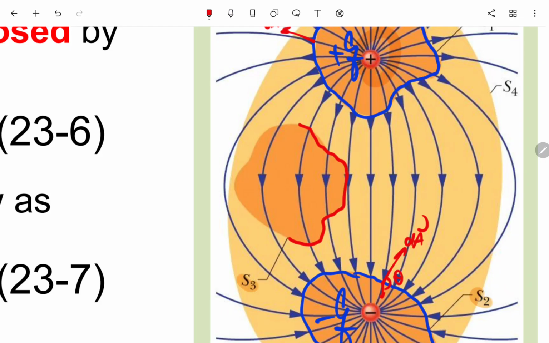S3 is here. Okay, so clearly S3 encloses nothing. Which means positive Q and negative Q are all outside of this S3.